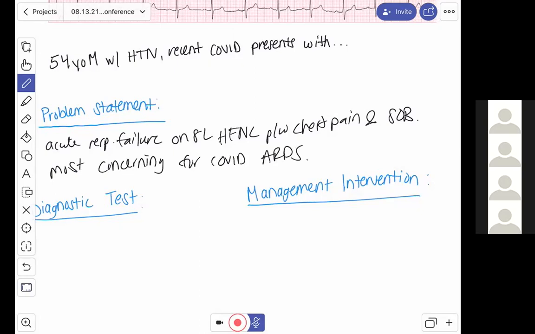Okay. Diagnostic testing, middle table. What would you guys do to work up this gentleman who's coming in? We're going to get a blood gas and labs. Okay. Then a CT. Excellent. All right, table 3. What do you want to do to manage this guy?